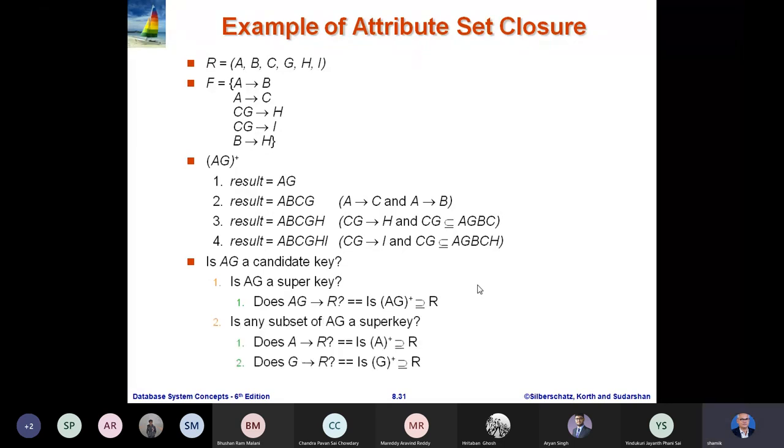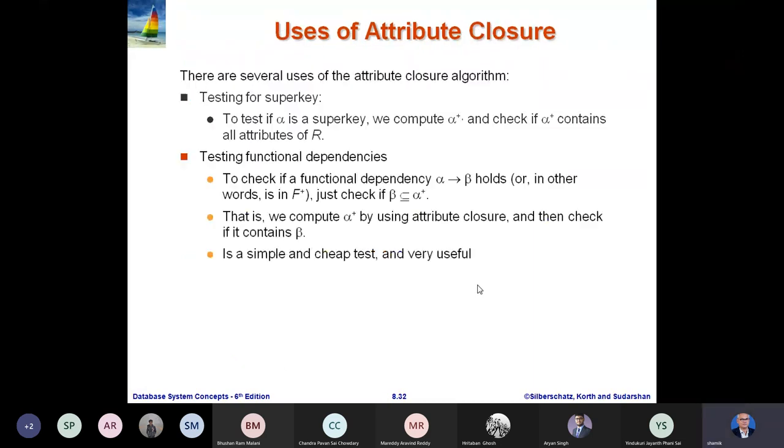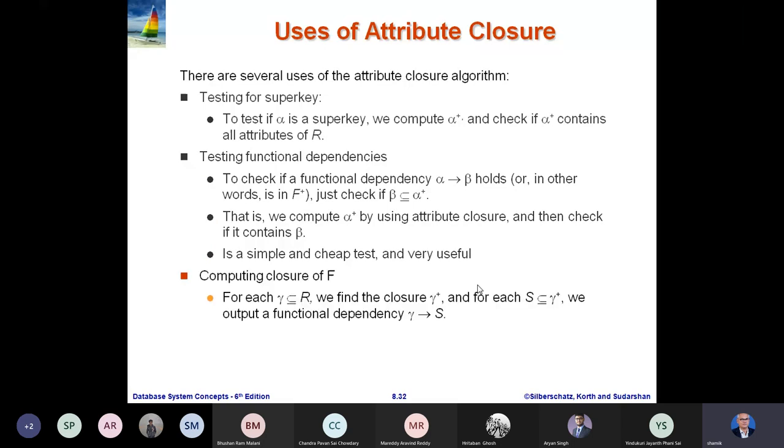So this is what I have explained. As I just said, the uses of attribute closure are that you can test for a super key, and also check if a functional dependency alpha to beta holds. You can check whether beta is in the attribute closure of alpha. Very simple. We compute alpha plus using attribute closure and then check if it contains beta. That is how you can check whether an FD indeed holds on a schema.